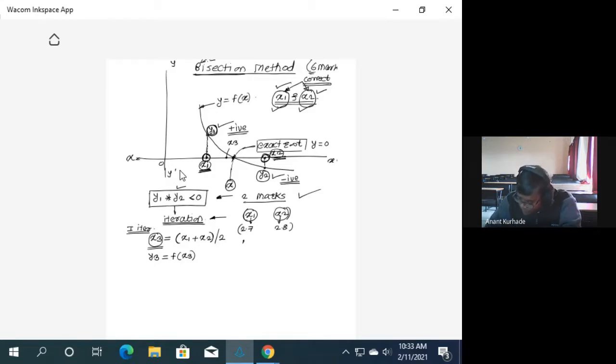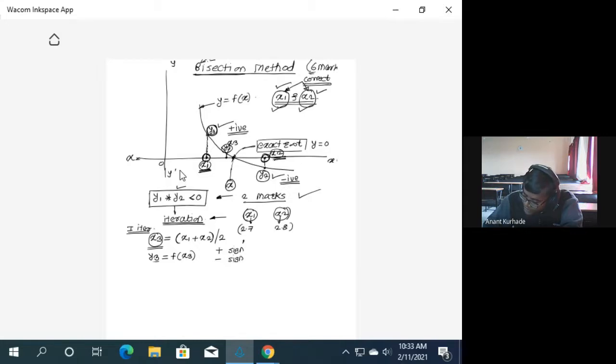Now be careful here, pay attention. We have x1 and x2. We can see the root lies between these two when the product of y1 and y2 is less than 0, as it is here. Then we can say the root lies between x1 and x2. Now we have the new value x3. Again, immediately find the value of y3 and check the sign of y3. There are two possibilities: y3 may have a plus sign or a minus sign.